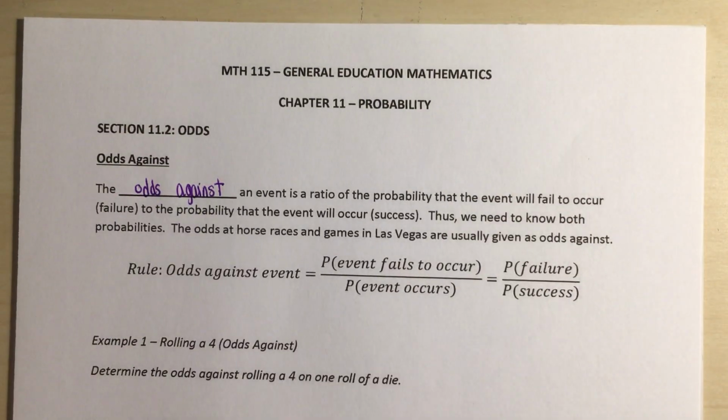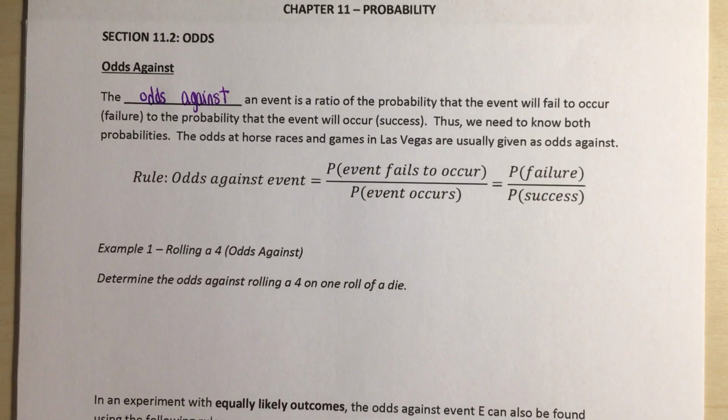So the odds against an event is a ratio of the probability that the event will fail to occur, failure, to the probability that the event will occur, which we're going to refer to as success. Thus, we need to know both probabilities. The odds at horse races and games in Las Vegas are usually given as odds against. So this is something that you may or may not be familiar with.